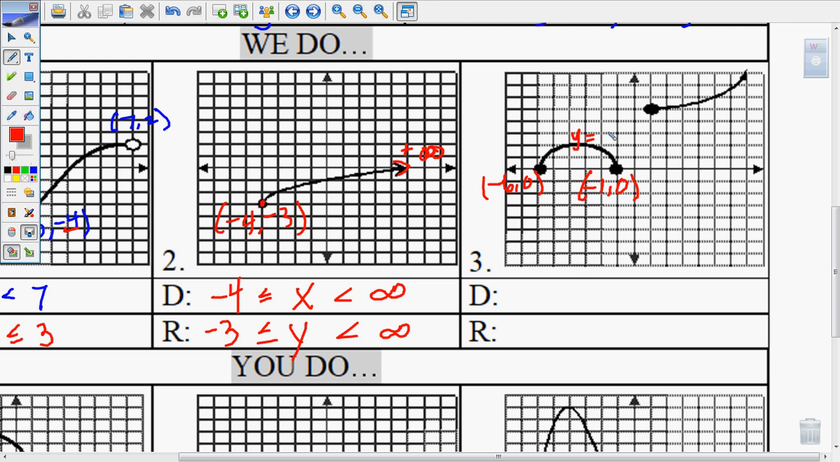Is it 2? Yeah, that's true. Alright, so I've established everything I need to know about this piece of the graph. So domain again means what's happening to the left and to the right. What's happening to the left? -6, and is it included or not included? Included. What's happening to the right? -1. Is it included or not included? Included. So if it's included, it gets a line up under.